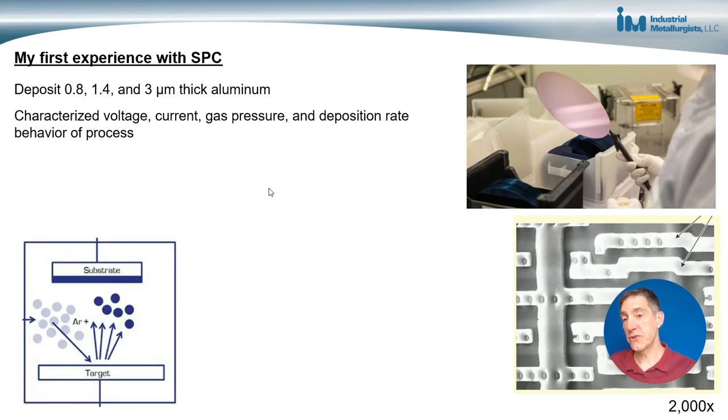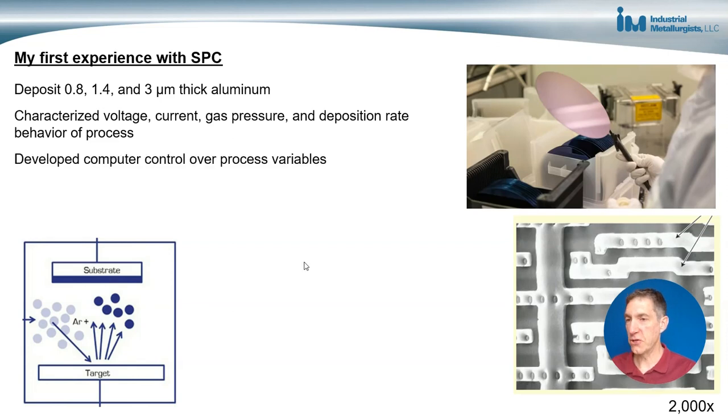The process that I was in charge of was called sputtering, and it involved placing the wafer inside of a vacuum chamber. So the wafer would go up here. There was an aluminum target inside of the vacuum chamber, and the process involved igniting a plasma inside of the vacuum chamber, and we characterized the voltage, the current, the gas pressure, and the aluminum deposition rate in order to characterize the process and the behavior of the process.